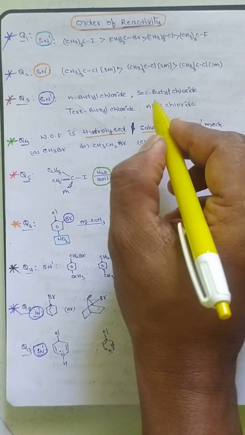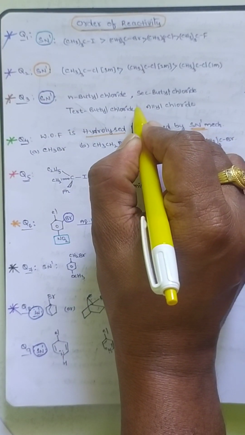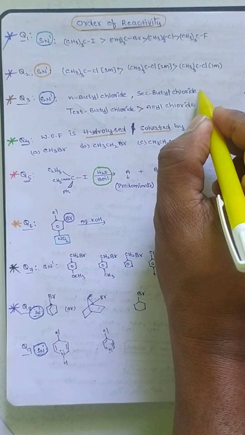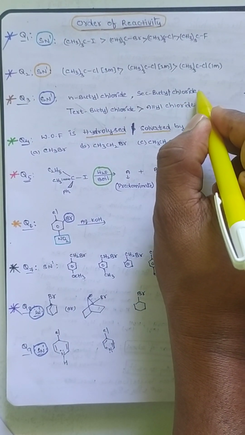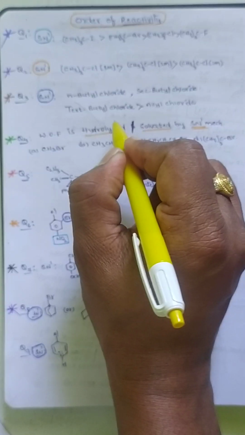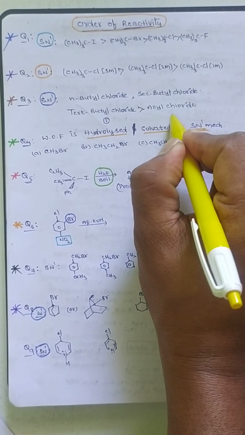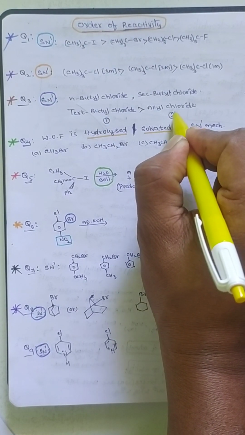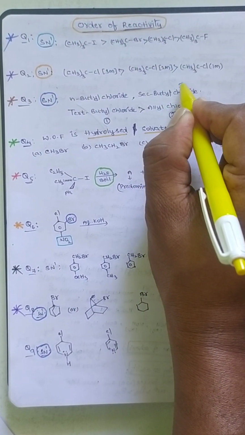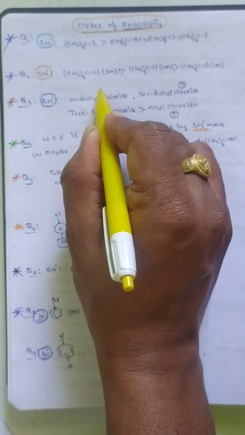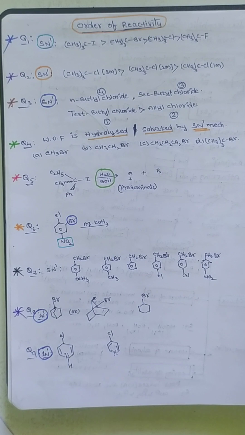So what is the order of reactivity? Tertiary butyl chloride is more than allyl chloride. Allyl chloride is more than secondary butyl chloride. This is the decreasing order. This is the first reactive, this is the second one, next this is the third one because of the 2-degree carbocation, and this is the last one because of the 1-degree carbocation.